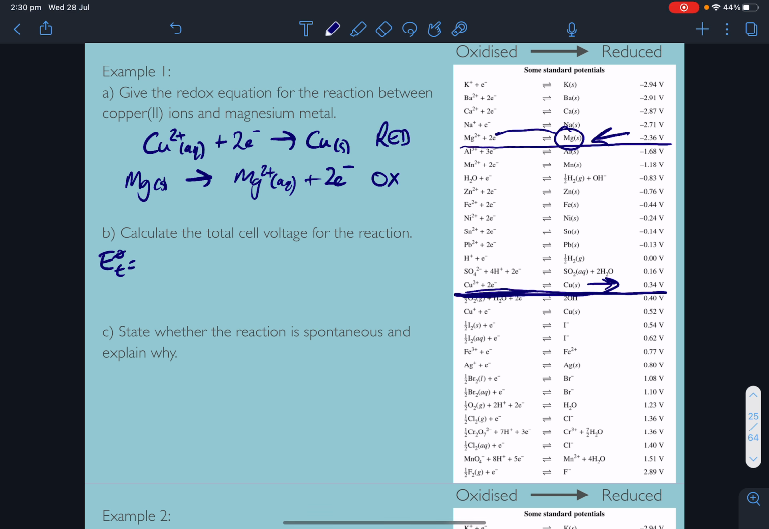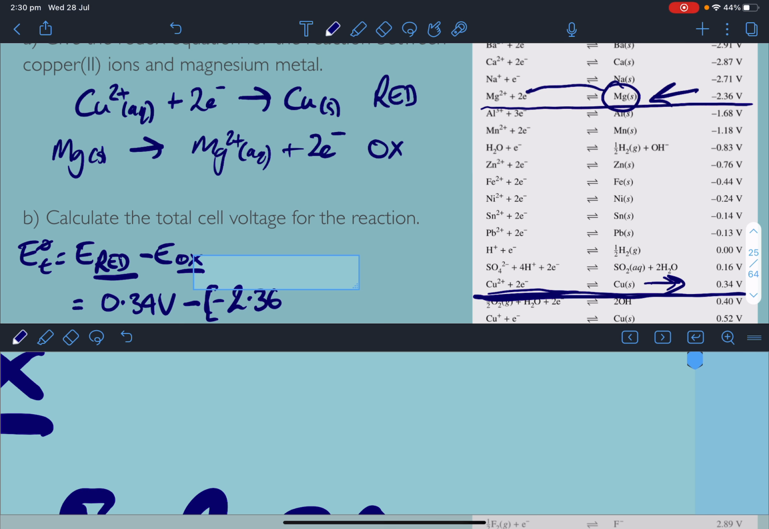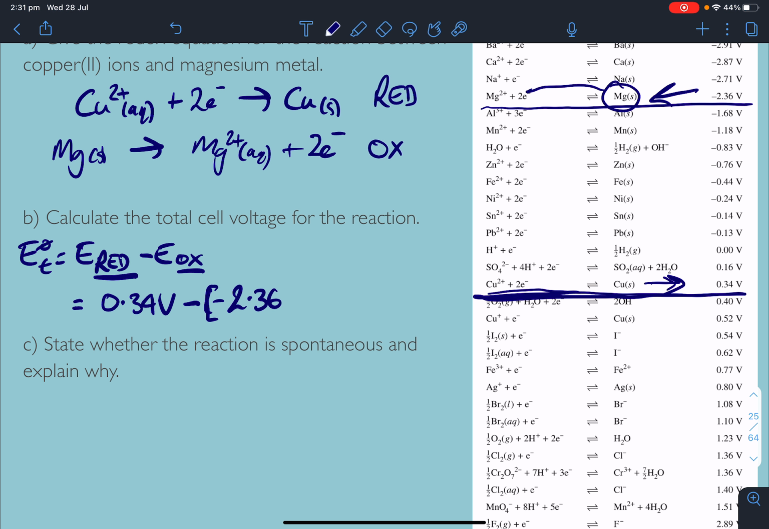E naught total is going to equal E for the reduction minus E for the oxidation, redox. Our reduction is the copper, so it's positive 0.34 volts, minus our oxidation, which is negative, I'll put a bracket around it, negative 2.36. Now I'm zooming in because I left it for too long. What I was just going to say is I like to put brackets in here because you don't want to get mucked around with double negatives and stuff like that. Be mindful of that.